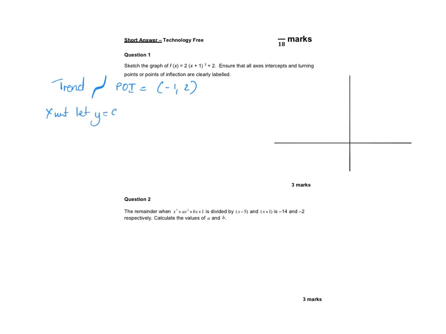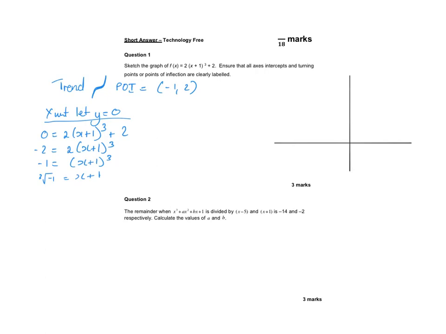X-intercept, we let y equal to 0, so you get 0 is equal to 2 outside of (x plus 1) cubed plus 2. First thing to go across is the 2, so minus 2 is equal to 2 outside of (x plus 1) cubed. Next thing to go across is the 2, and we are dividing, so it becomes minus 1 is equal to (x plus 1) cubed. Take the cube root of minus 1 equals x plus 1, and then bring the 1 across.